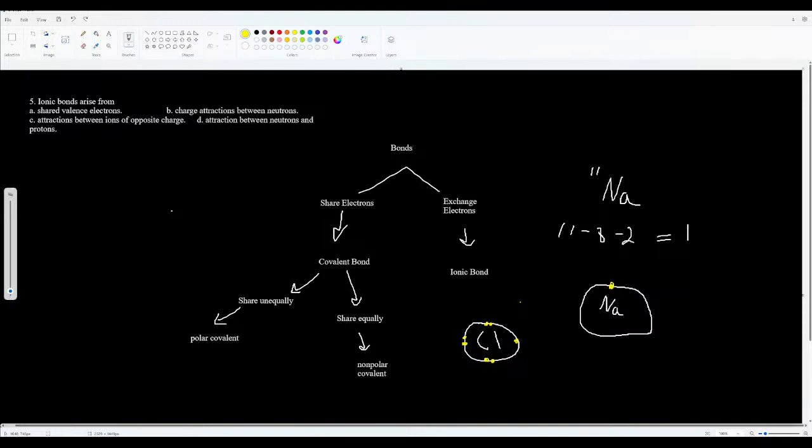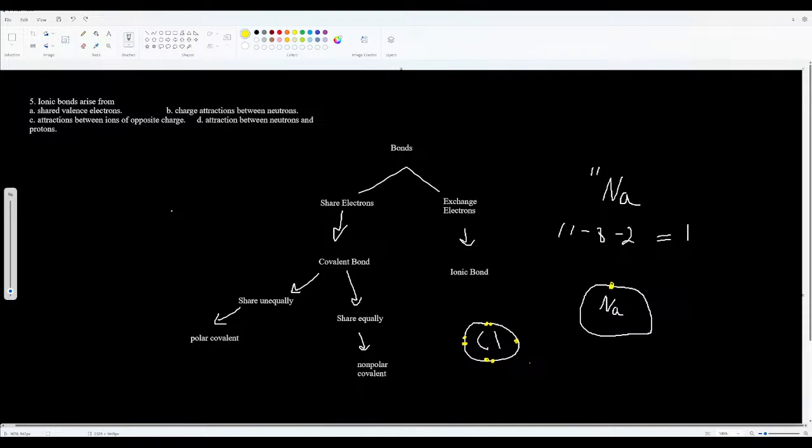Chlorine is the exact same thing, right? Chlorine is dying to fill out that shell of 8. It's just dying to get 18 electrons. Well, these two can solve each other's problems, right? Sodium can just donate its 1 electron to chlorine, and chlorine can accept that 1 electron, making a full shell for both of them.